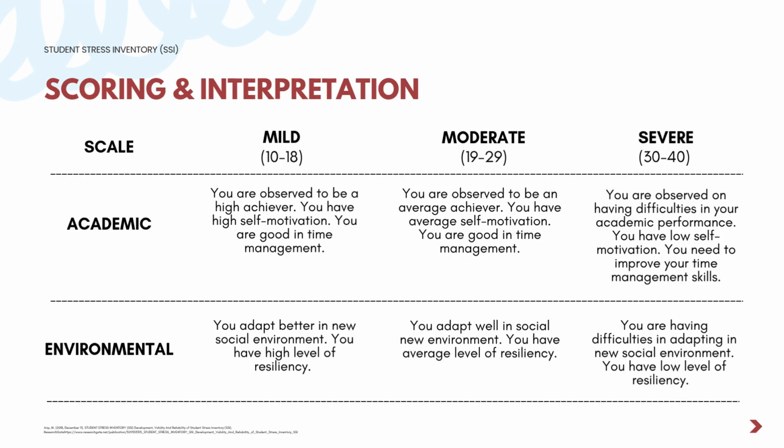The environmental scale. This evaluates the impact of your physical or living surroundings. A mild score indicates you possess a high level of resiliency and adapt beautifully to new social or physical environments. A moderate score means you adapt reasonably well to changes in your environment, maintaining an average level of resiliency as you adjust.